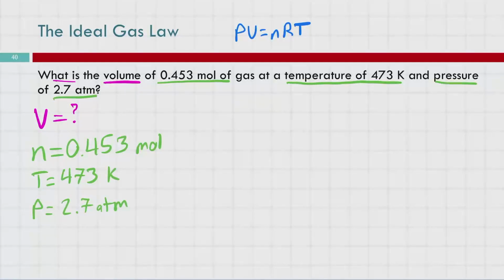We would go to our information sheet of our exam. We would look at our yellow sheet. We would refer to the slides. We would type on google.com, what is our ideal gas constant? And we'd find R equals 0.0821 liters times atmospheres over moles Kelvin.